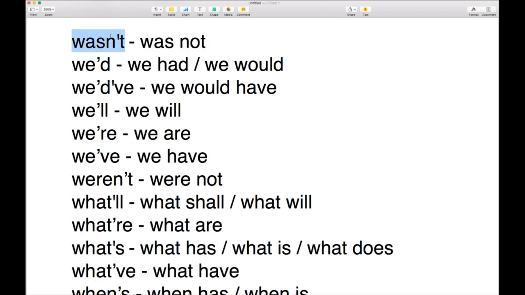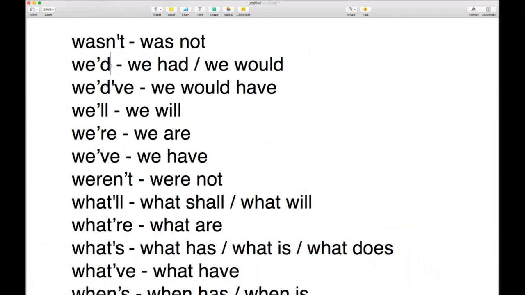The next one is wasn't. Very common, both formal and informal. Wasn't. Was not. I wasn't there last night. Completely acceptable in any circumstance. I can't tell you what happened because I wasn't there. Wasn't. And that S is a Z. And the next one is weed.